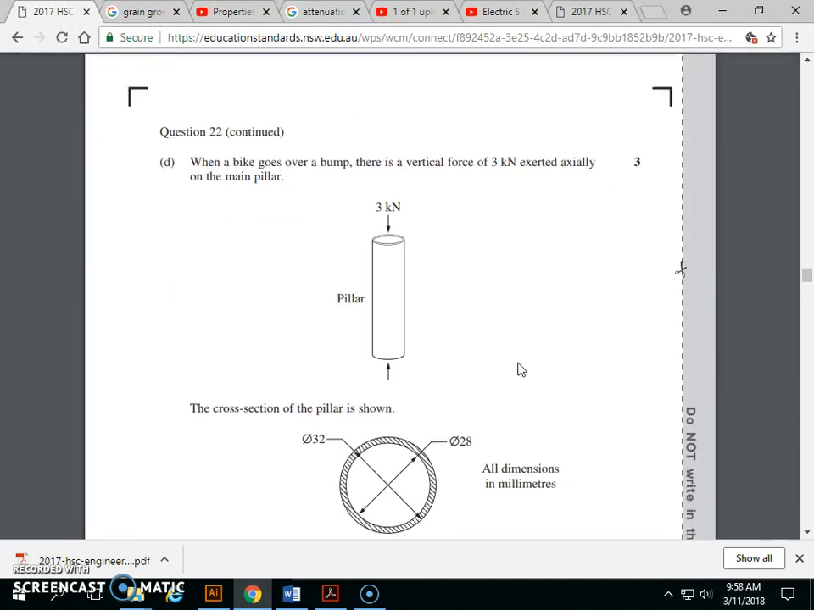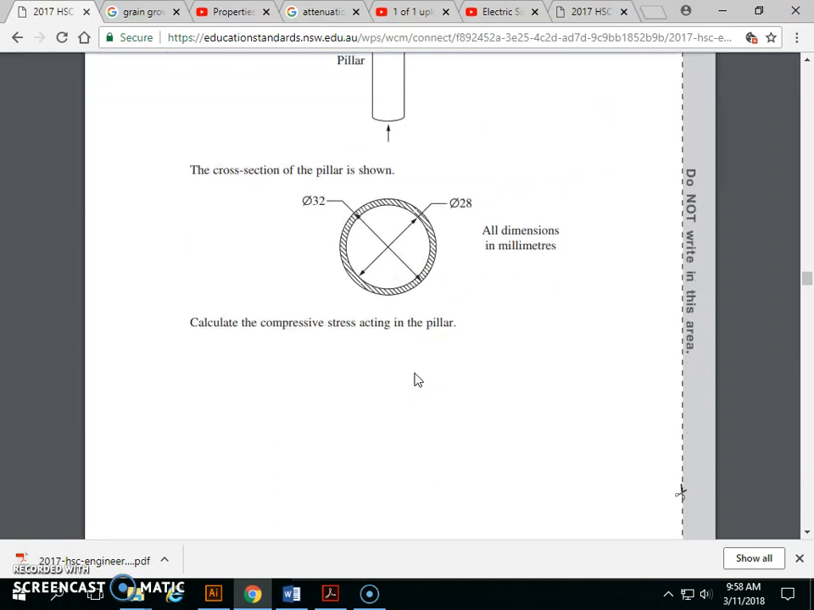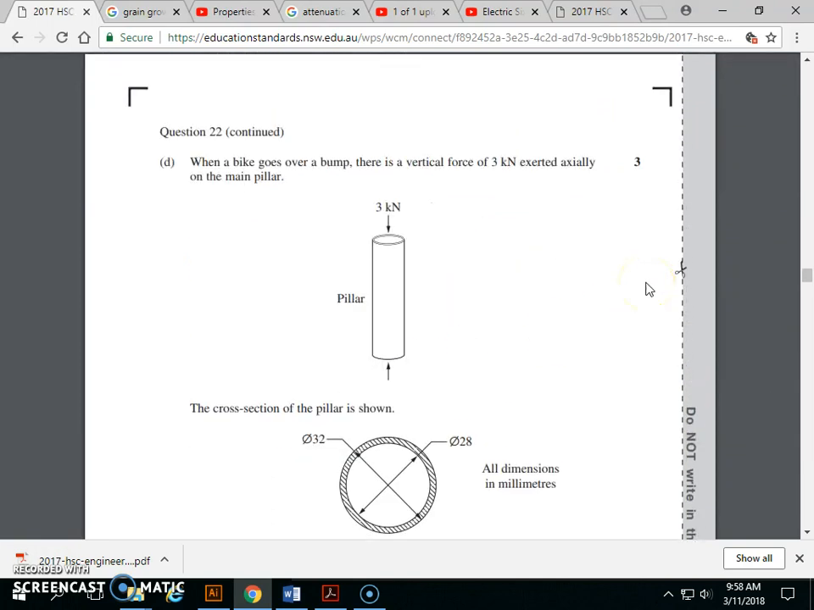So this is an interesting question. It goes over a bump. There's a 3 kilonewton force applied axially on this member. It's an axial force, and there are two kinds of axial forces. What are they? Tension and compression, exactly right. What's this one? Compression. Excellent.